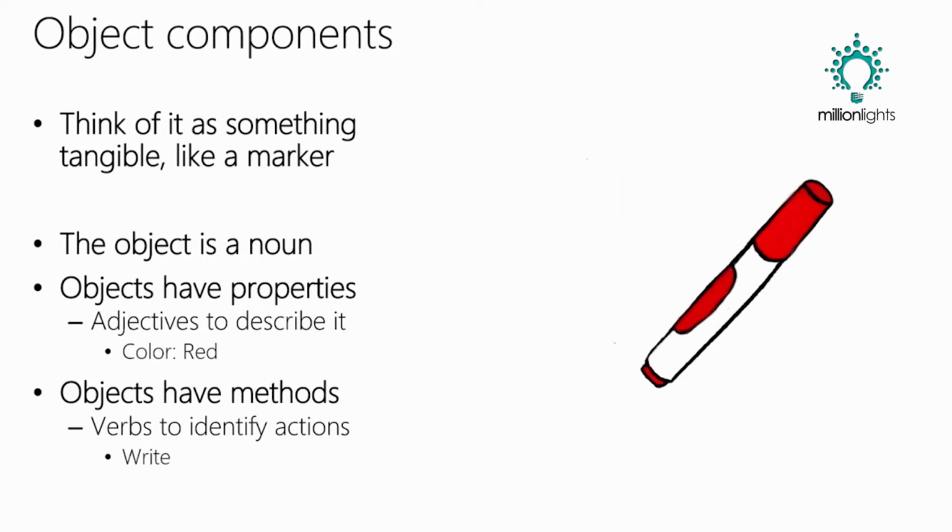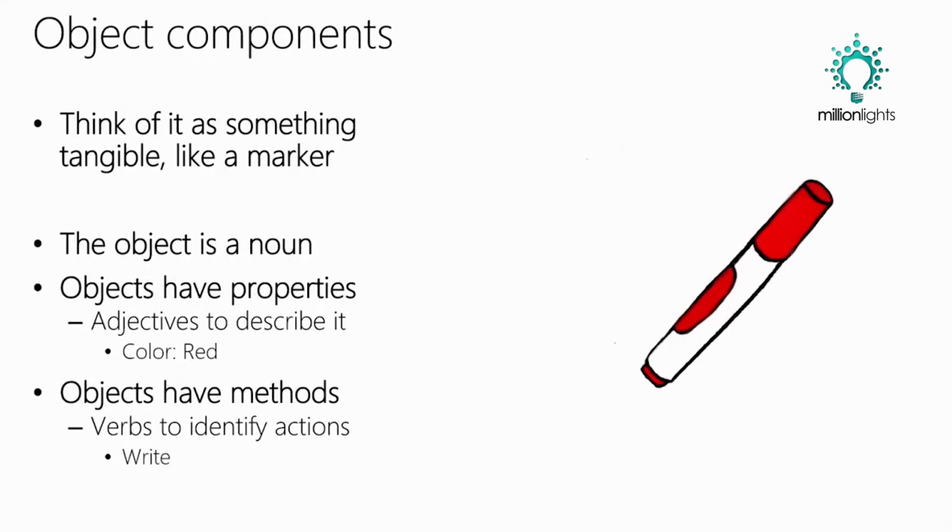Think about it as something tangible, like a marker. And I always love the marker example. When I was in the classroom, I always just loved that marker because I would literally hold it up and say, here's my object. So an object is a noun. It's something that you can use in some way, shape, or form. And again, it could be logical. It could be something that's tangible, but it's something.